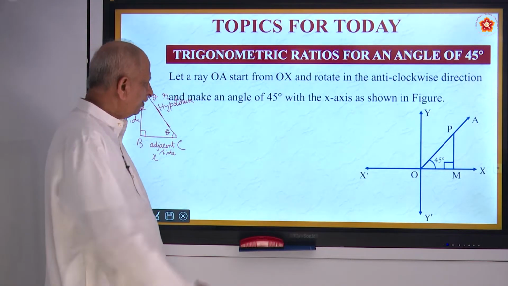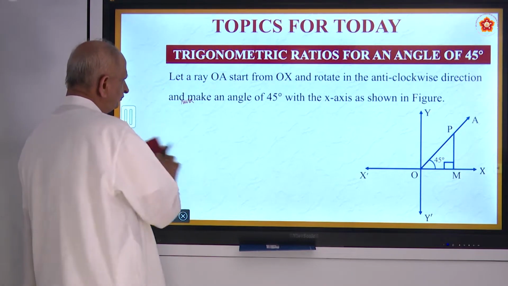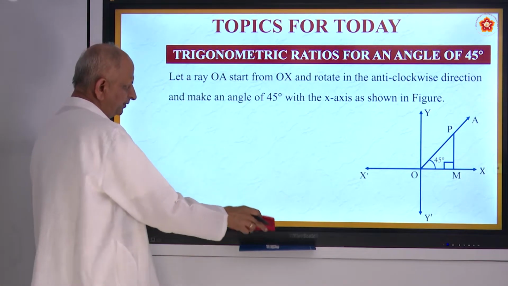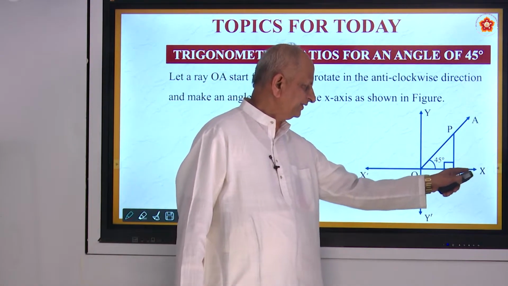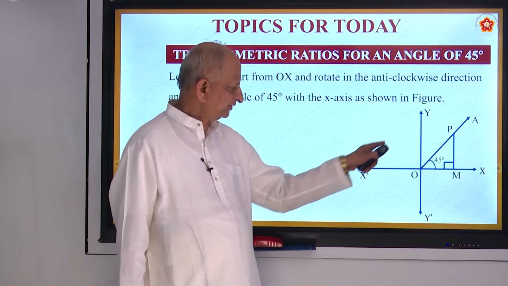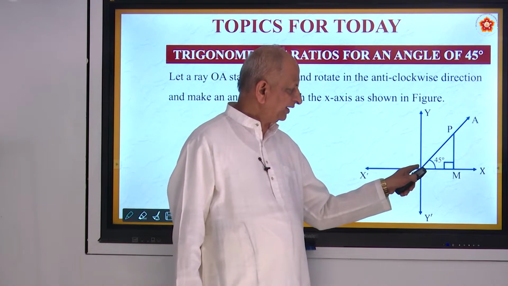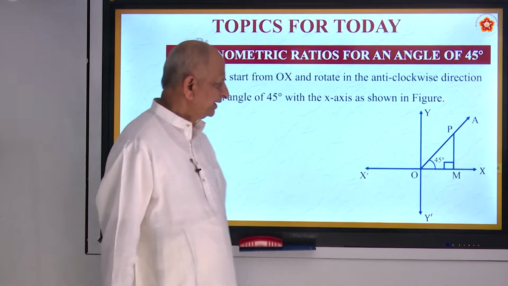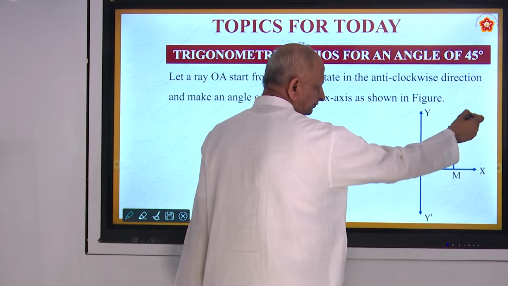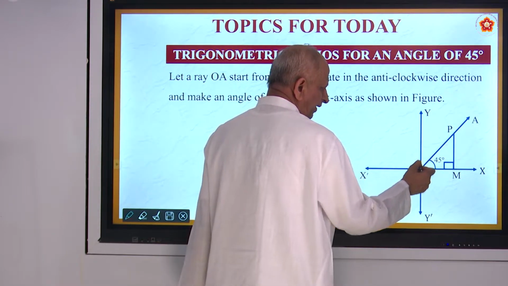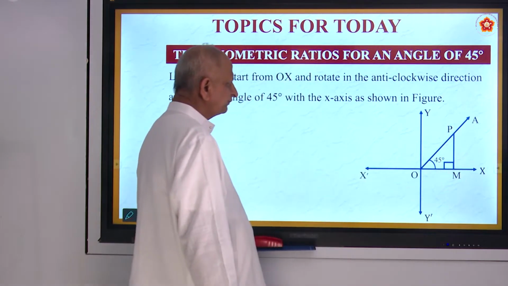Okay. Now we see today's lesson. Here is a right angle triangle. These are called axes. XOX dash is the X axis, and YOY dash is the Y axis. Now you think of a right angle triangle here. This is called the angle bisector. This is a ray, ray OA drawn at the point O. And this is the right angle triangle OPM.